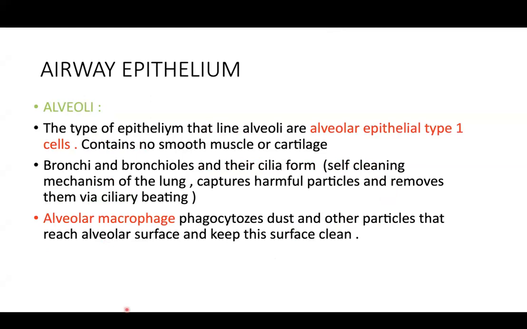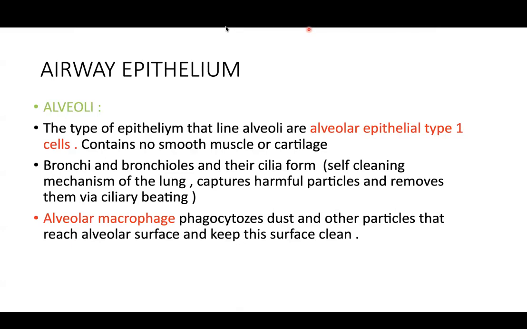In the chat, please type. Because of gas exchange, you cannot do gas exchange with muscles and cartilages. Yeah, that's exactly right. Because of gas exchange, we want gas exchange to take place in the alveoli. We don't want anything to obstruct this gas exchange. So we're trying to keep it only epithelium. So there's no smooth muscle, no cartilage, no mucus glands, no cilia, nothing. Just very thin epithelium for the gas exchange.